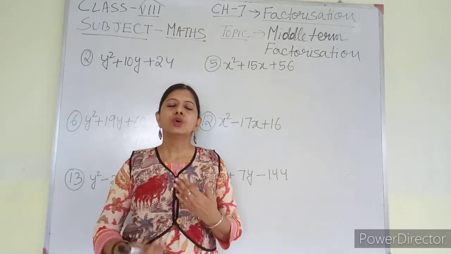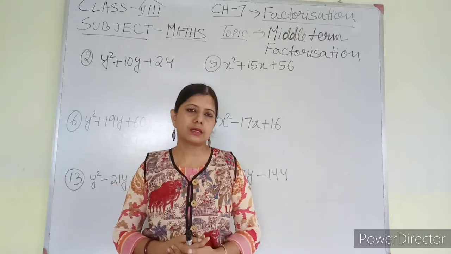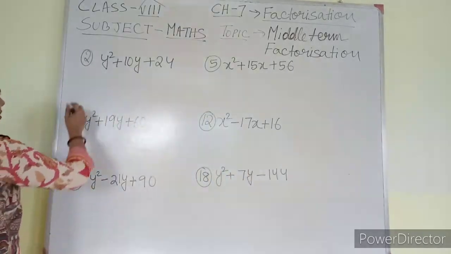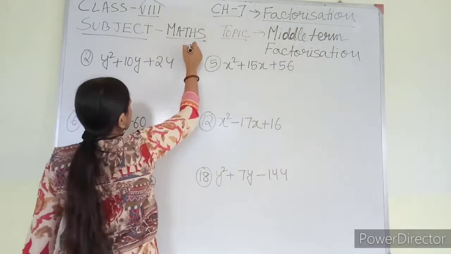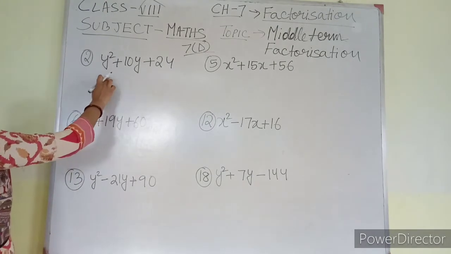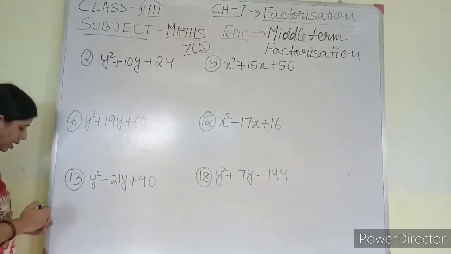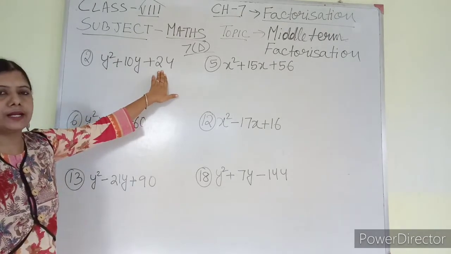Without practicing the questions I cannot explain and you cannot understand, so directly come to the question. Question number 2. This is exercise 7D, question number 2: y square plus 10y plus 24. How to find out? You have to find out the factors of 24.